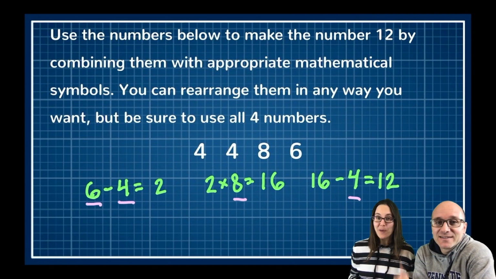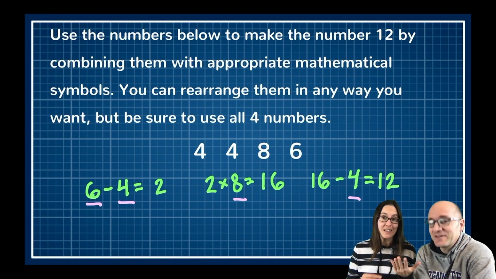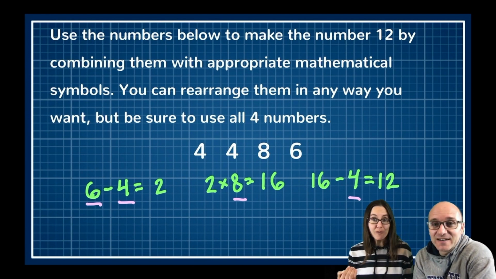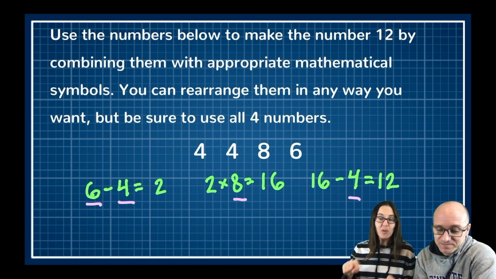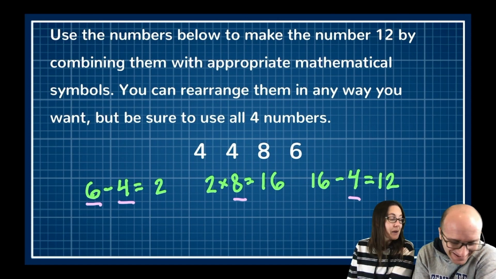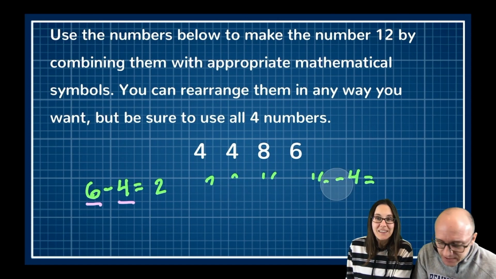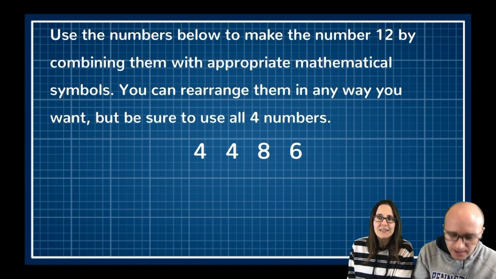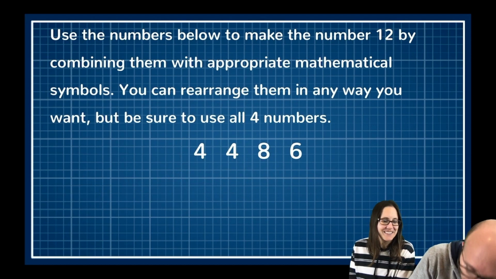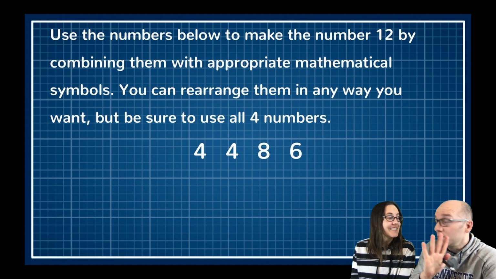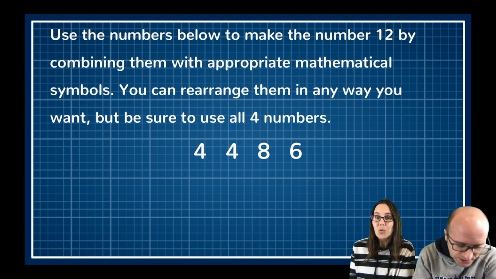So I did 6 minus 4, which equals 2. Good. Then 2 times 8 is 16. 16 minus 4 is 12. So I underlined with purple the 4 numbers that I used, and that's how I did it. Nicely done. I'm actually going to rewrite your solution just a slightly different way. I like what you did. I want to present it using just the 4 numbers as an alternative here.